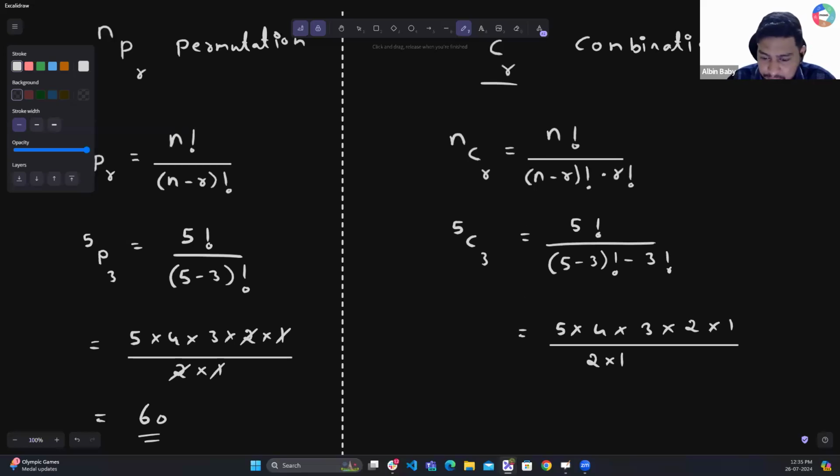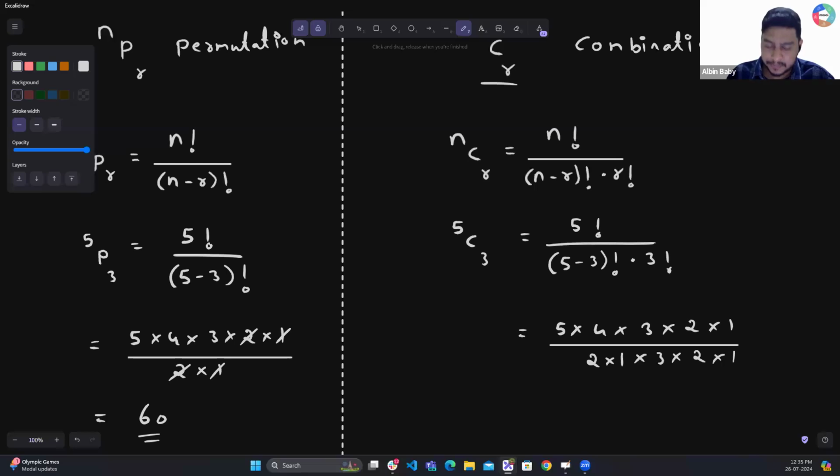What is it? This is not minus. This is into. This is times. Sorry. Okay. So times into 3 factorial. What is 3 factorial? That is 3 into 2 into 1.